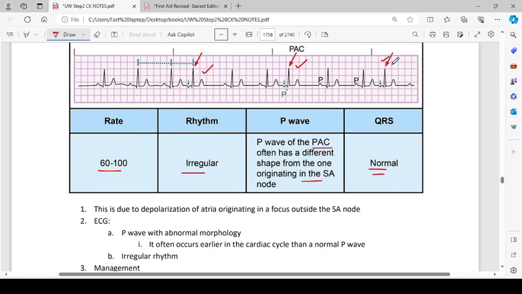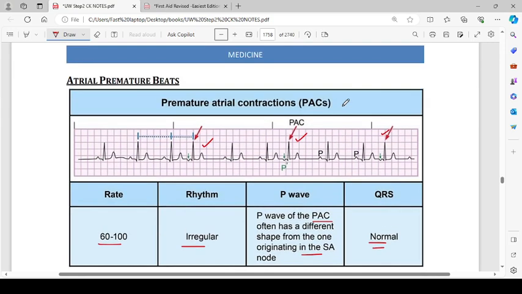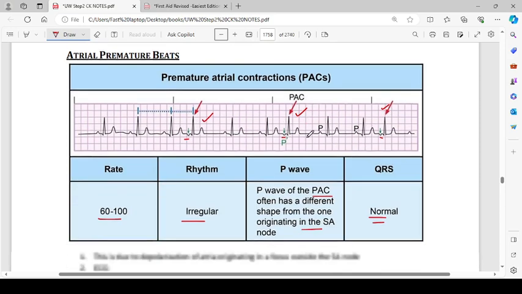When we are talking about atrial contraction, the impulse that is originating in the atria is also causing the ventricles to contract. So basically, if we focus on the P wave, you can see here that this is an inverted P wave, an inverted P wave here, and one here. So these are premature atrial contractions, which are also leading to ventricular contraction, indicated by the red arrows.